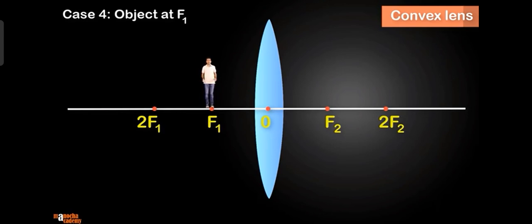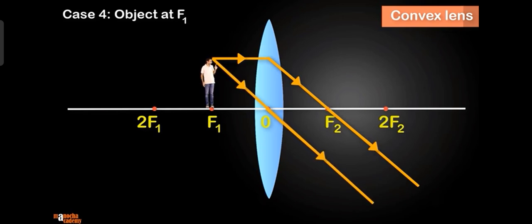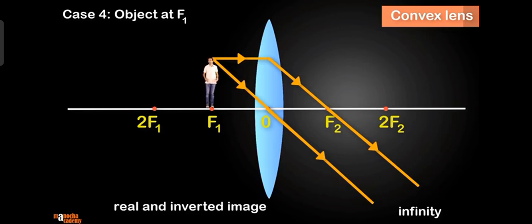Again, we need to apply 2 out of the 3 rules. This is an interesting case because as you can see, the refracted rays are parallel. The refracted rays never meet. So where is our image formed? The image is far away, formed at infinity. The image is real and inverted and it's highly magnified.